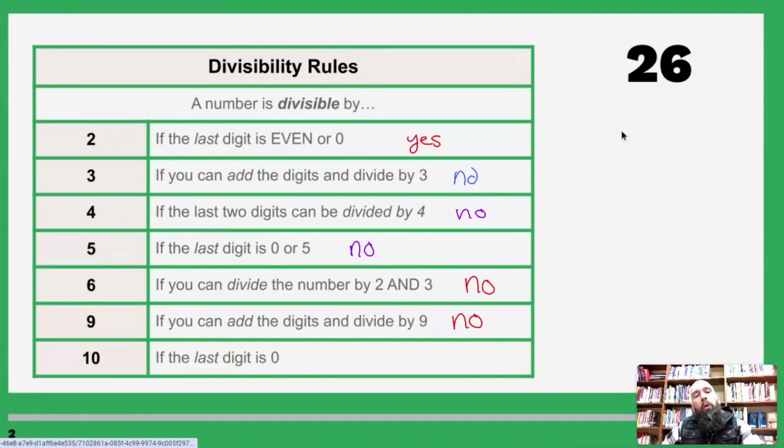Last but not least, we're going to focus on 10. Now notice we skipped a few numbers here. That's okay. In 4th grade, we're only going to really worry about these. So don't worry about some of the others. Don't worry about 7 and don't worry about 8. Is this number divisible by 10? Well, it's divisible by 10 if the last digit is 0. Is the last digit 0? No. So 26 is a whole lot of no's.